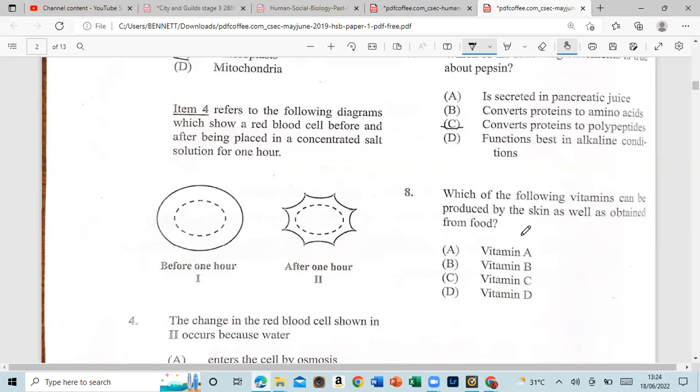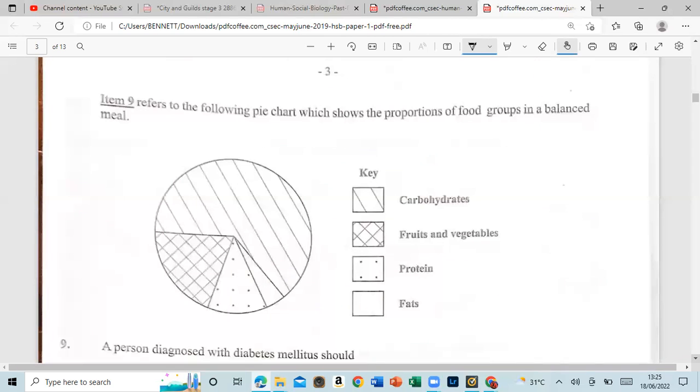Which of the following vitamins can be produced by the skin as well as obtained from food? Vitamin A, vitamin B, vitamin C, or vitamin D. That's vitamin D. Let's move on to number 9.